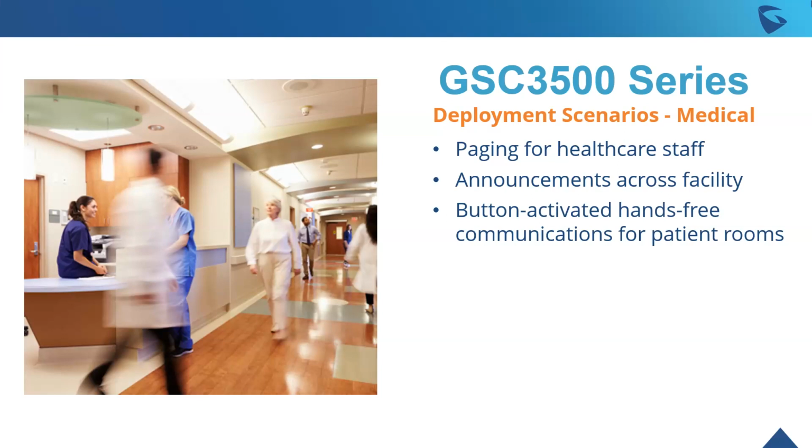All right. So just take a quick look at the GSC 3500 series, some of the example deployment scenarios. First one to look at here is medical. This is ideal for paging any type of healthcare staff. This could be done from any type of desktop phone or even mobile Wi-Fi or DECT phone. An extension can be pre-set up for a series of devices or for an individual device and individual GSC. The announcements can go across an entire facility or a specific device. And then button-activated hands-free communications for patient rooms.